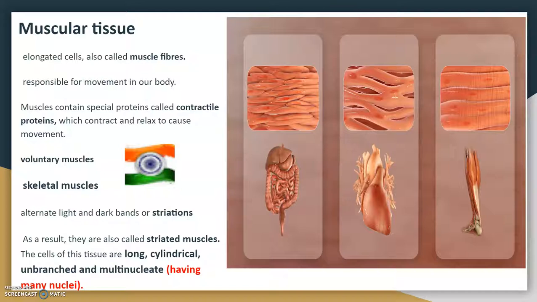These muscles are also called skeletal muscles, as they are mostly attached to the bones and help in body movement. Under the microscope these muscles show alternate light and dark bands, so they are called skeletal muscles or striated muscles. The cells of these tissues are long, cylindrical, unbranched, and multinucleate, having many nuclei.